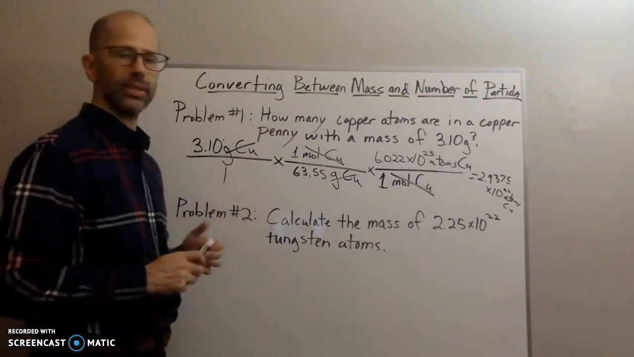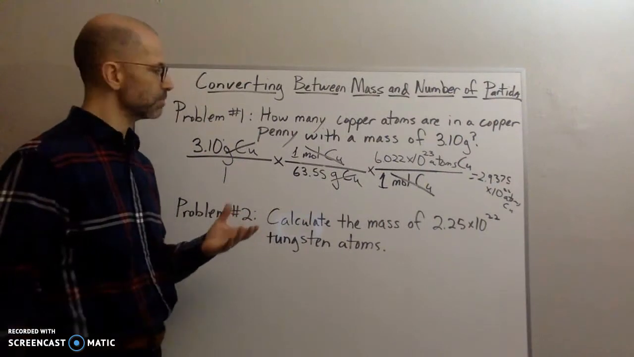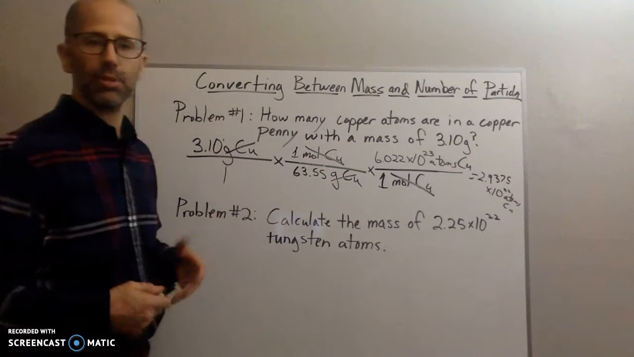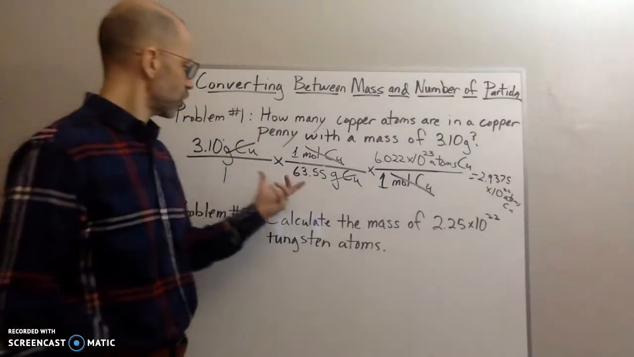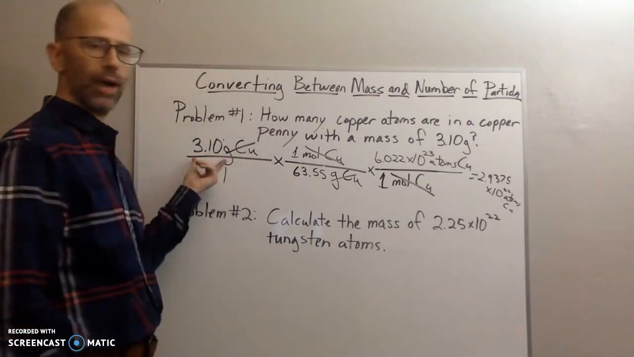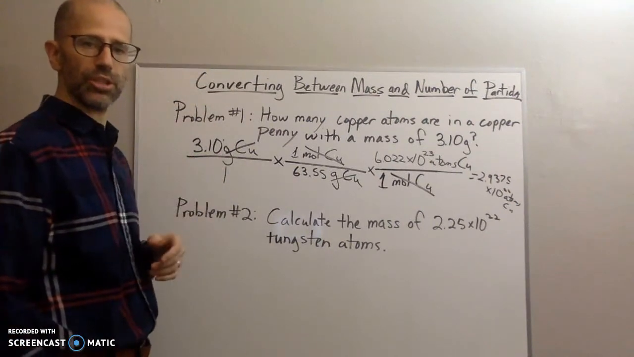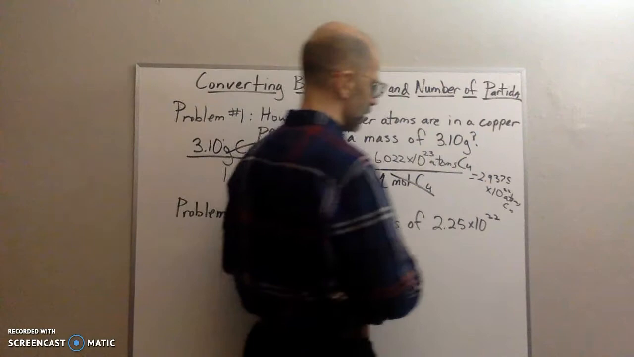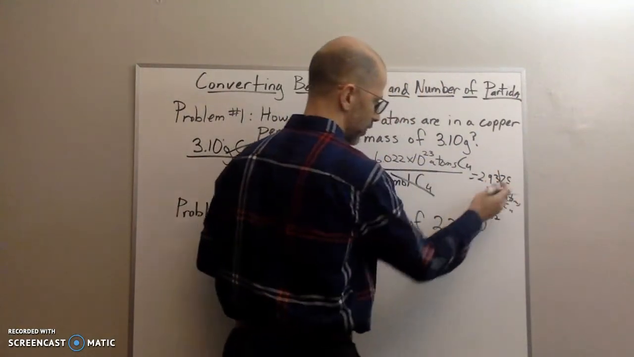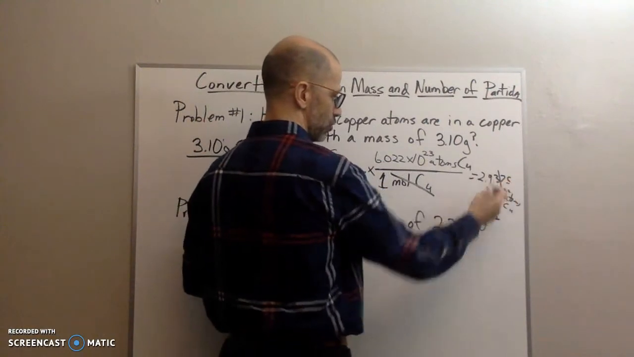Once again, I have to check my sig figs. I'm only allowed the least number of sig figs in my answer. So here I have 4, here I have 4, here I have 3. So the least number is 3, so my answer can only be 3. I'm going to cut it off here. So 2.93. I have a 7 there, so that goes to a 4.